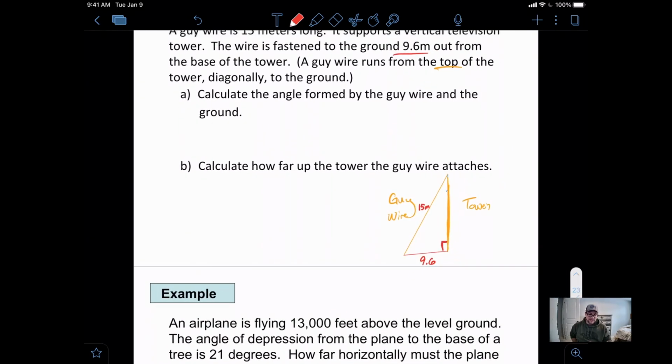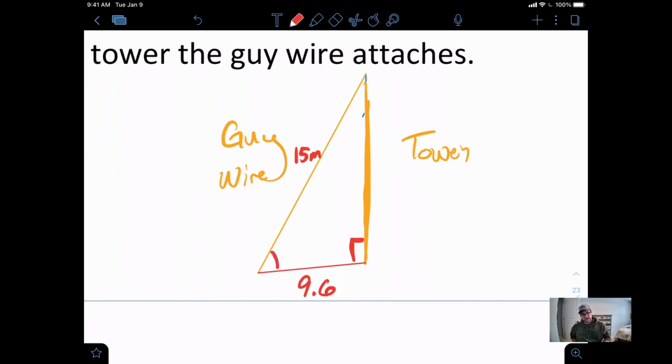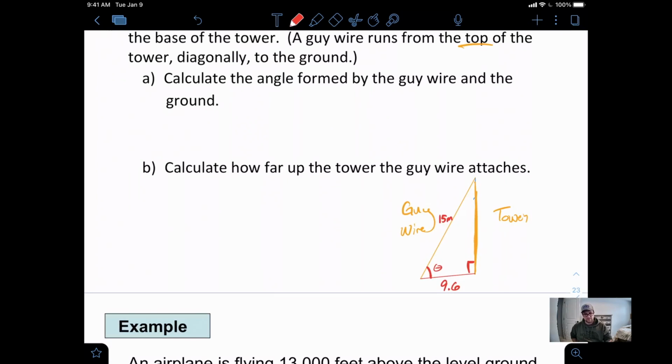And what we're being asked to find is to calculate the angle that is formed by the guy wire and the ground. So the ground obviously is the red on the bottom. The guy wire and the ground would be this angle here. So that's what we are looking for. So in this situation, we don't know the opposite. What we do know is we know the adjacent and we know the hypotenuse. So when we know the adjacent and the hypotenuse, we're going to use cosine to help us calculate that.